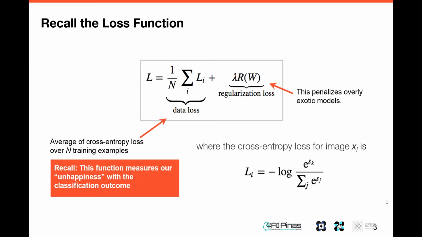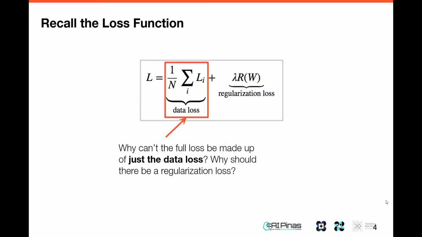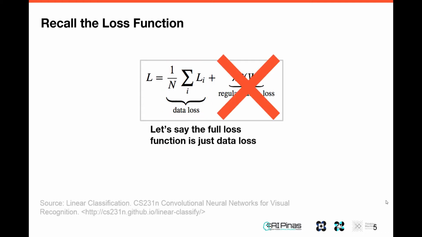Recall the loss function where we have an L that consists of data loss and regularization loss. And recall that the data loss measures our unhappiness with the classification outcome, and we've just been using regularization to penalize overly exotic models. Now, how does that work? Let's start with the question of why full loss can't just be data loss. What is the point of regularization loss? Why does it help models become more generalizable?